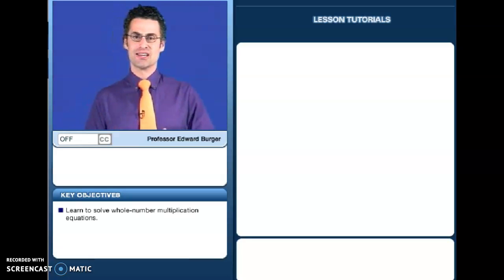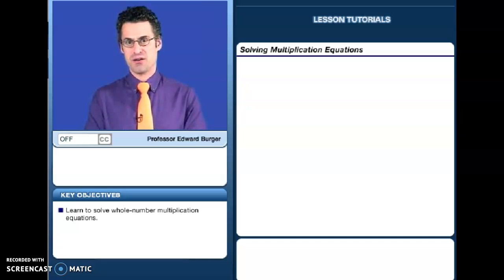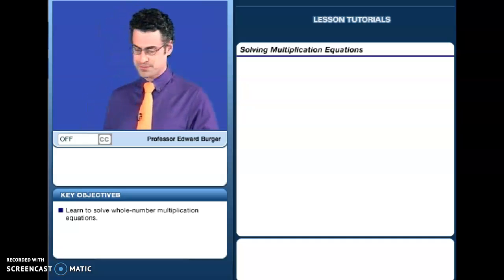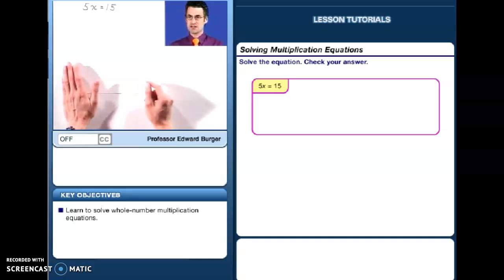Now we're going to take a look at solving equations where there's a multiplication involved. Let me show you what I mean with an example. Let's find the solution to this equation, 5x equals 15.